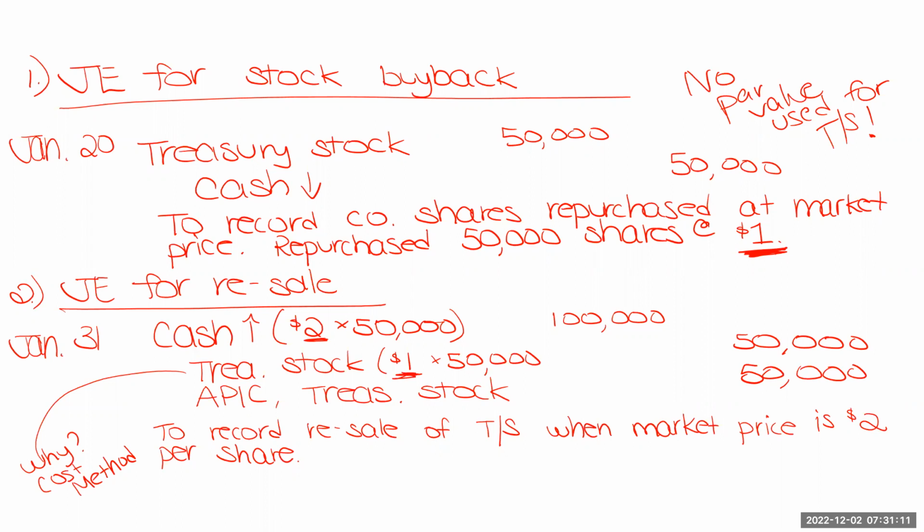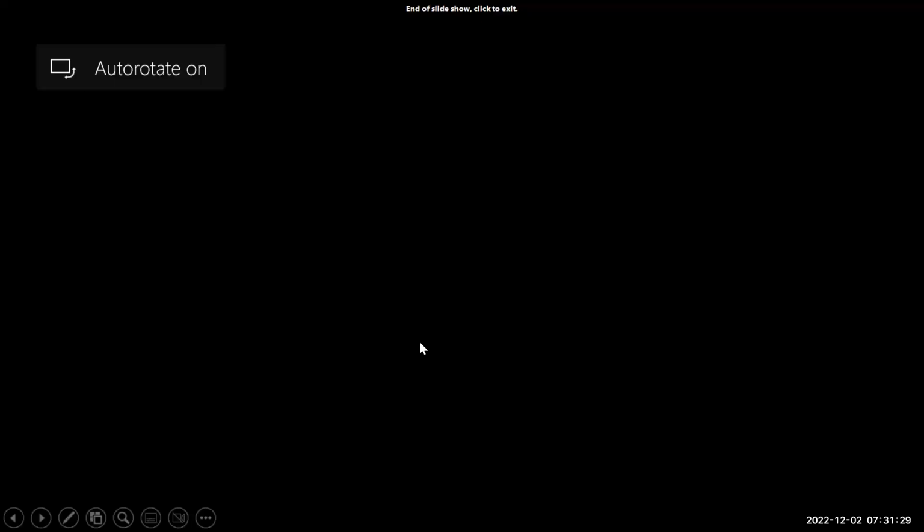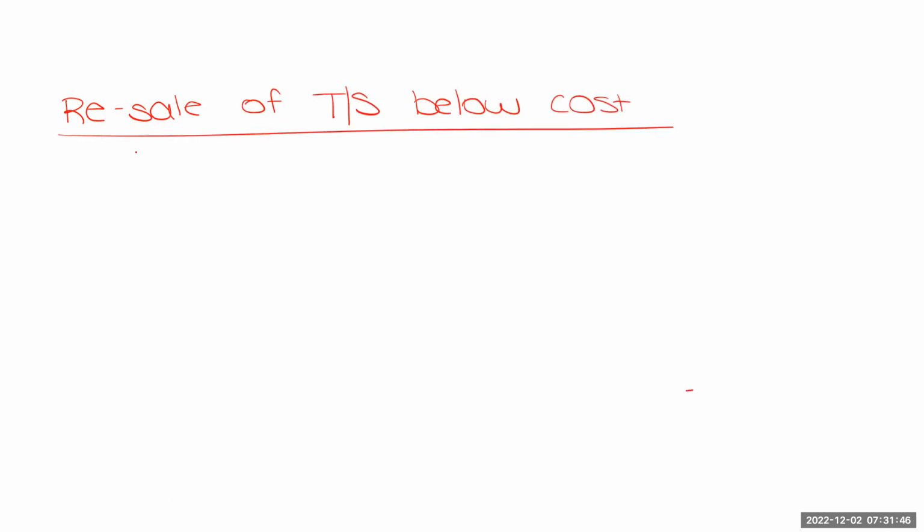Now, this was a happy resale, meaning the cash we received was greater than what we paid. Could we resell it below what we paid? Yes, we could. Okay, you can sell treasury stock for below your cost, your reacquired cost. So resale of treasury stock below cost. It is permitted, okay? So this is permitted.